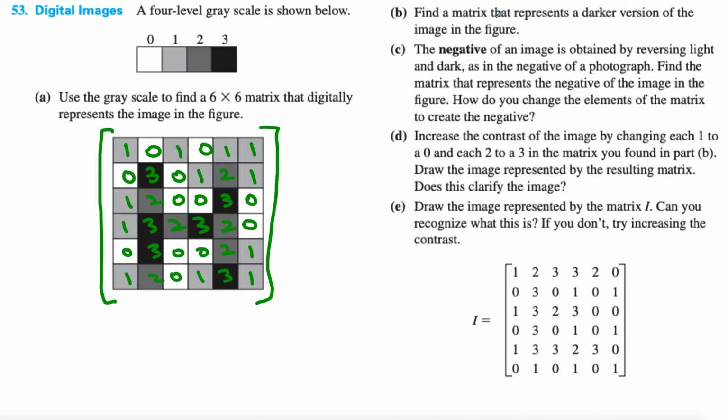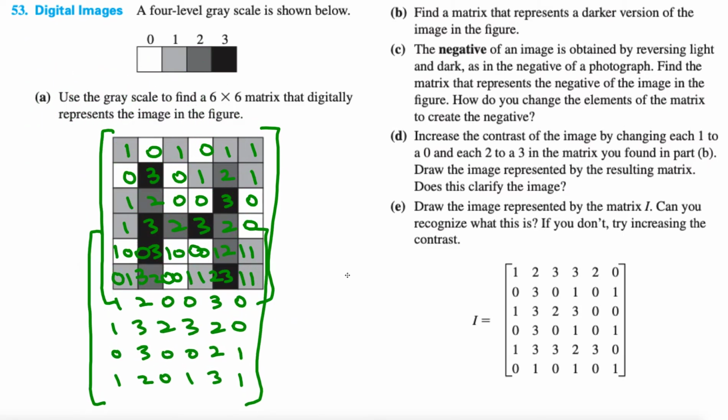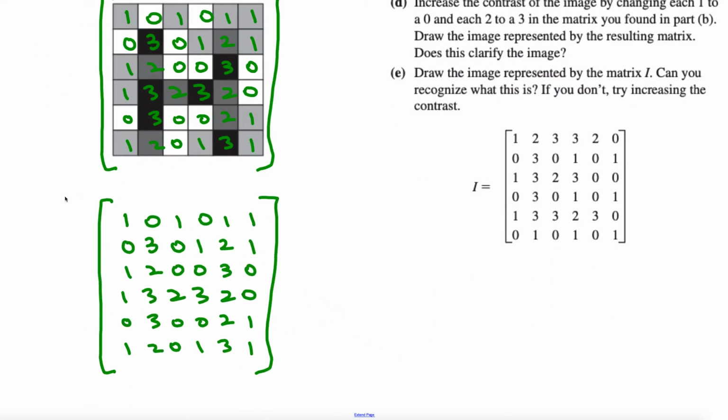Now find the matrix that represents the darker version of this one. So darker version is basically everything is increased by one shade. So this will be our first matrix. Now what I'm going to do is bring this one over down here to answer B.